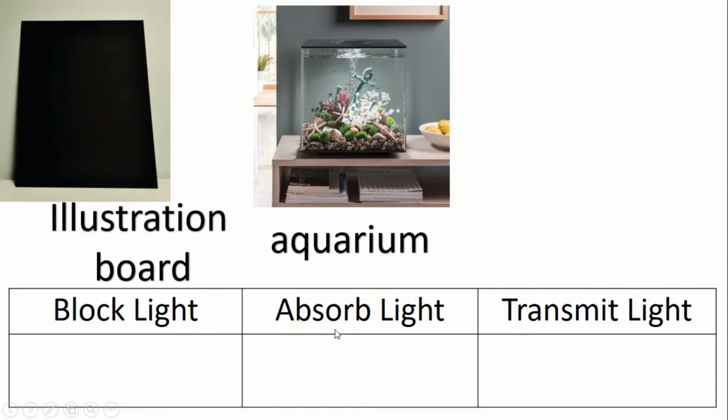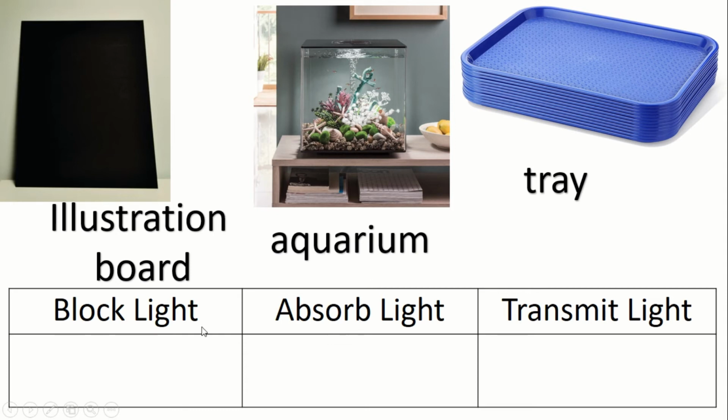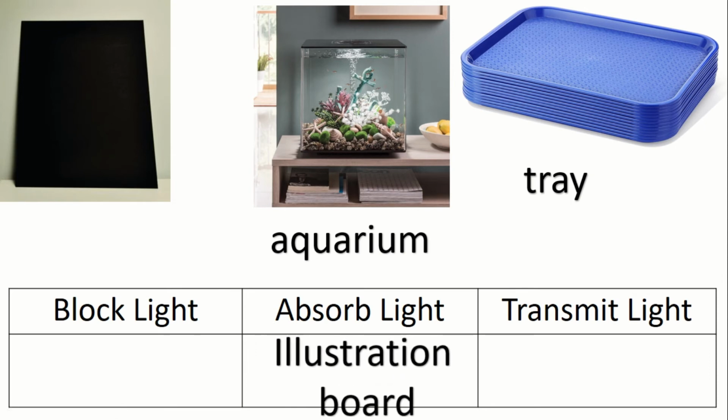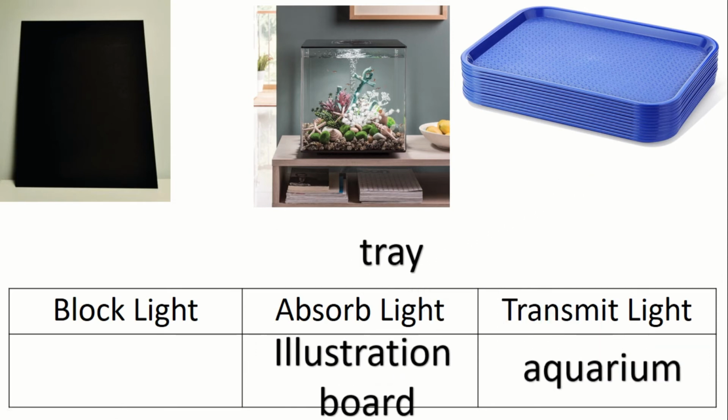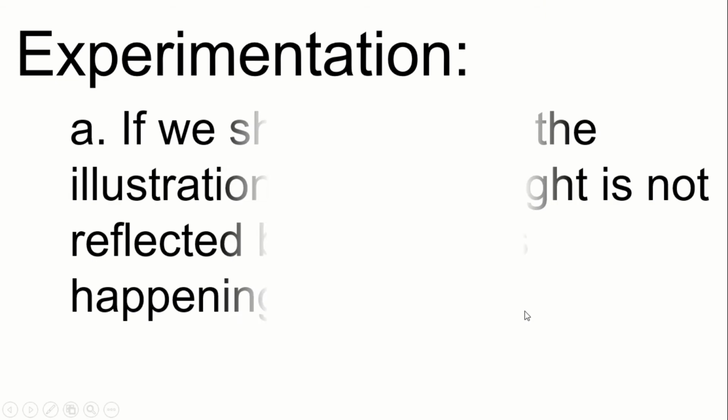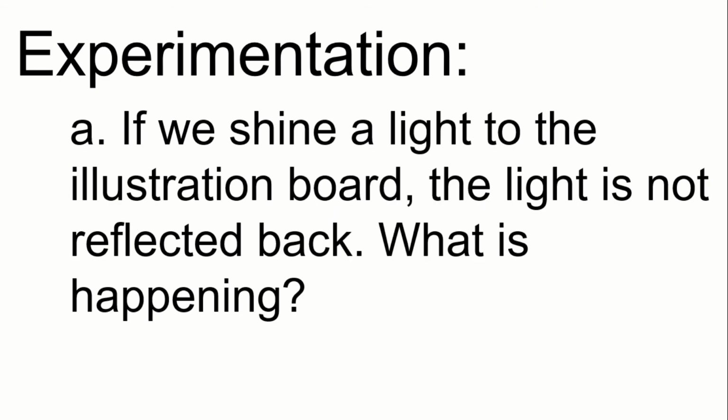So, which materials block, absorb, and transmit light? What is your answer? What material blocks light? Okay, very good. The tray. How about the material that absorbs light? Okay, very good. The illustration board. How about the material that transmits light? Correct. The aquarium. Now, in our experimentation, we can answer this question.